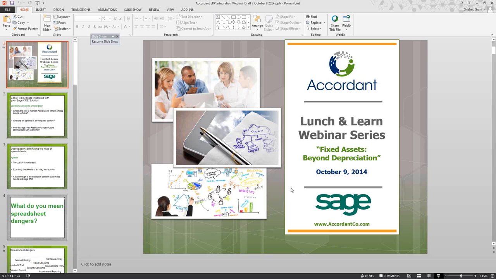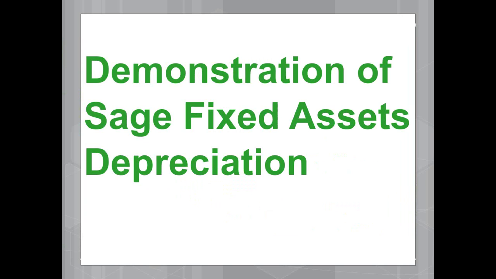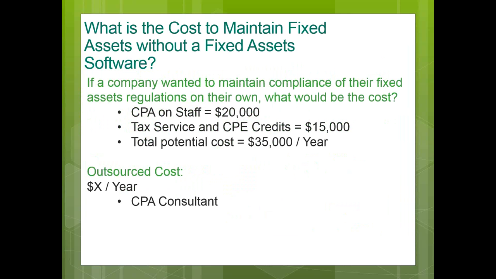So now let's go ahead and go back to our presentation here so that we can talk about the cost of maintaining fixed assets without a fixed asset software. In addition to ensuring that you have clean and accurate asset information using the features that we just looked at, our depreciation solution allows you to bring your fixed asset management in-house, providing better control at less cost as compared to outsourcing. Also, we take care of all the tax updates for you, so no need to have an internal CPA dedicated to maintaining asset compliance. We can handle that for you.